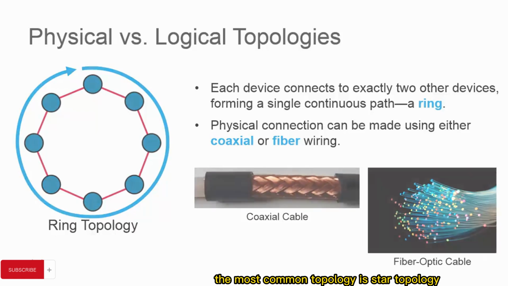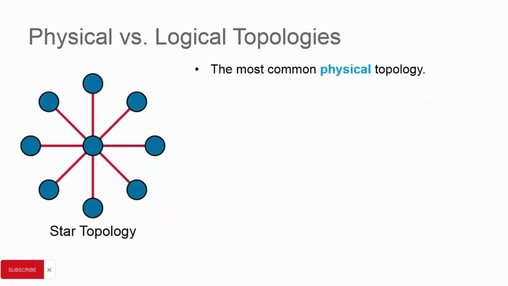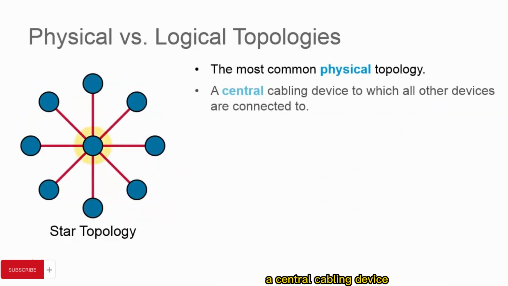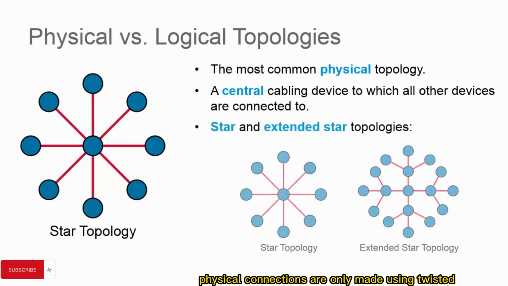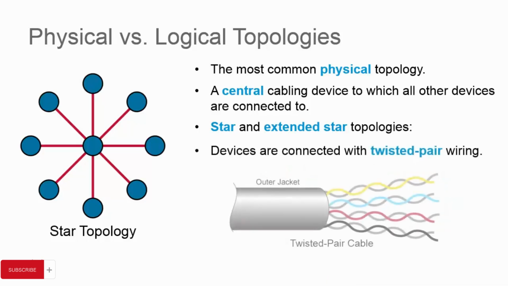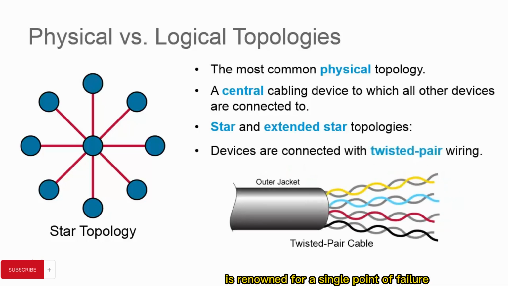The most common topology is star topology. In this one, a central cabling device connects the computers with other networking devices. This category includes star and extended star topologies. Physical connections are only made using twisted pair wiring. A basic star topology is renowned for its single point of failure.